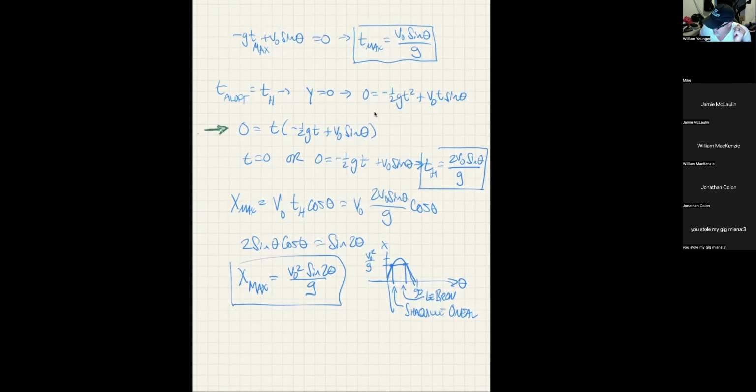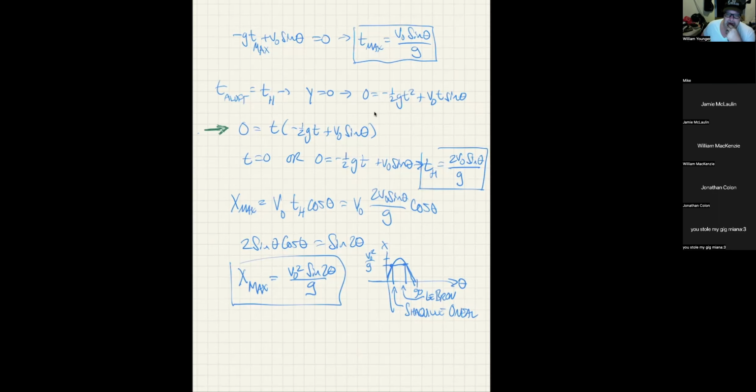Yeah, I see you factor the t, and then how do you? Okay, so this is the old adage that the whole reason we learned to factor things was we turned sums and differences into multiplication. Correct. So by factoring that t out, I got t times negative 1/2 gt plus v0 sine theta. Those two factors multiply to give you 0, which means either one or the other or both has to be 0.